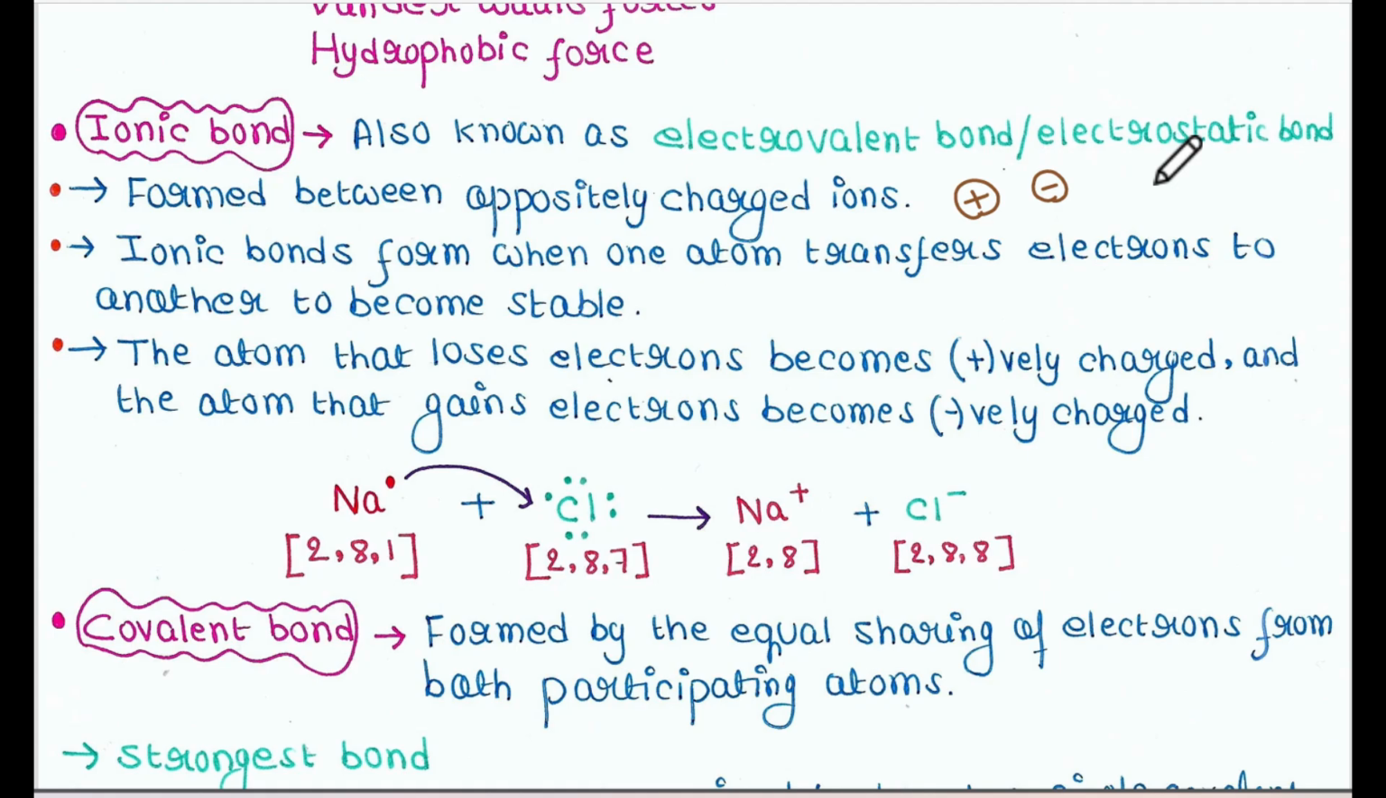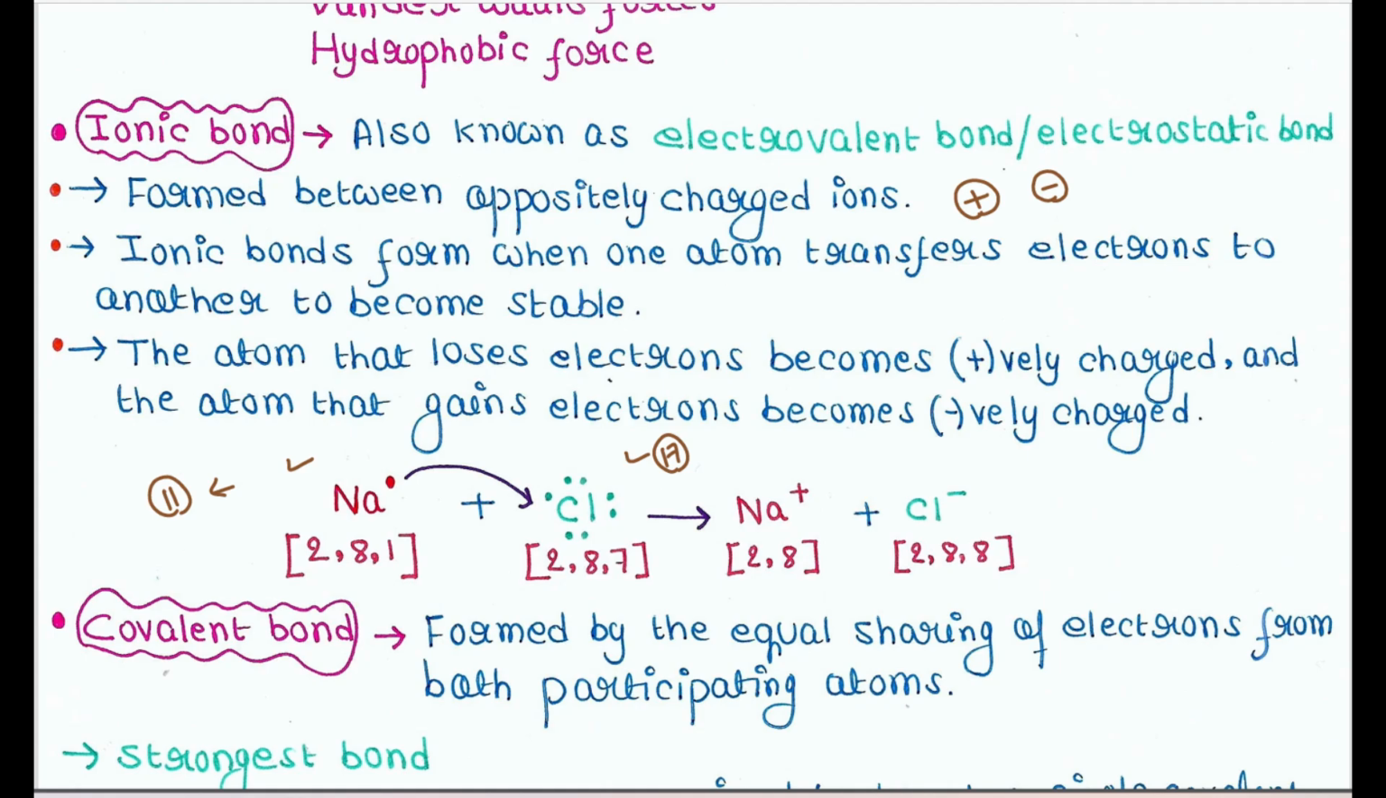So we will see this example. Here we have sodium chloride molecule, and in sodium chloride molecule two atoms are there, sodium and chlorine. Now sodium atom has how many electrons? 11 electrons. And chlorine atom has how many electrons? 17 electrons. So what will be the electronic configuration of sodium and chlorine?